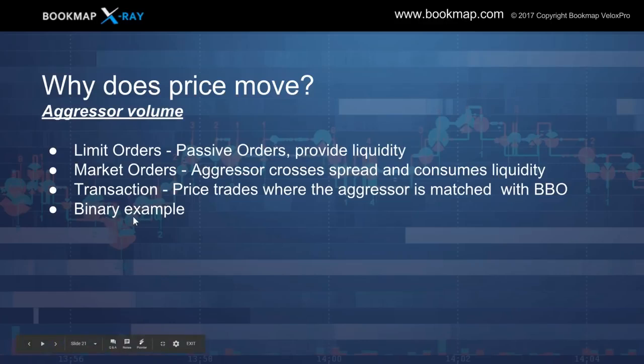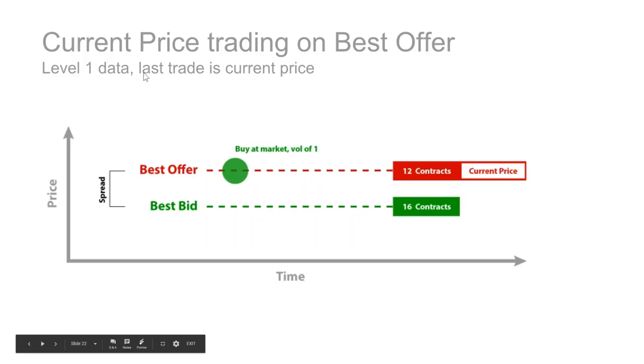Right? And now let's start to jump in here, and we'll go through some examples. Here's current price trading on the best bid or offer. The last trade that just took place here was a market buy with a volume of 1. Now, this is just an illustration. We can see the spread here. We have the liquidity within the best bid and offer: 12 contracts on the offer, and on the best bid we have 16 contracts. This is where it last traded, so that is the current price.